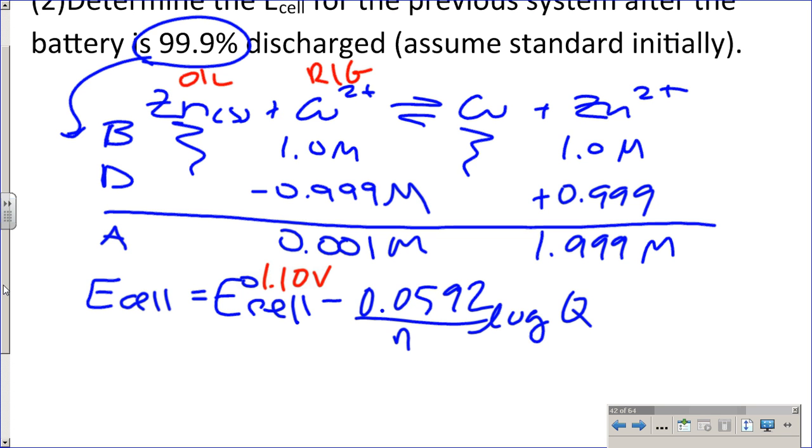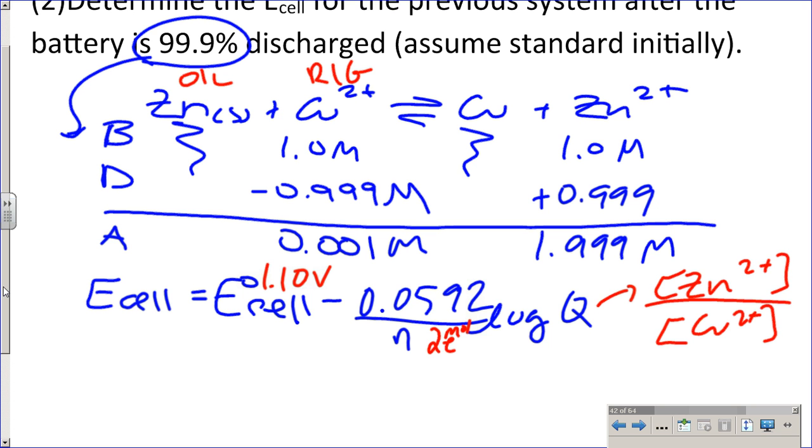2, because if you look, you can tell there's 2 electrons transferred overall, or you could actually write out the half reaction. So that's 2 moles of electrons. And then Q. Q is products over reactants. What is the expression first? Concentration of zinc ion, zinc 2 plus, over copper 2 plus, right? Ignoring both of those solids. Okay, cool. So we can plug in exactly what we have into the log of Q.